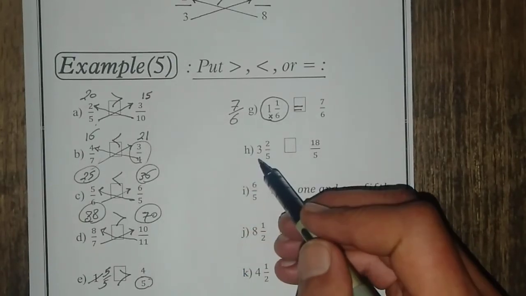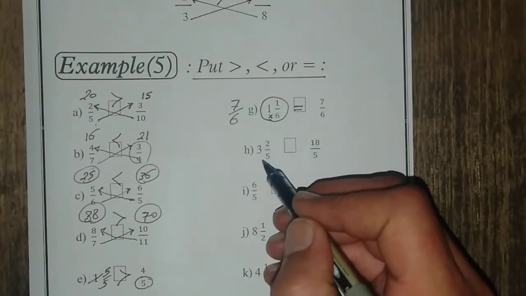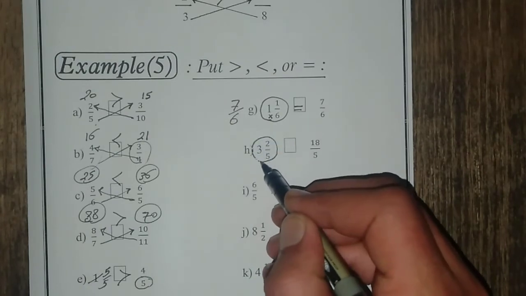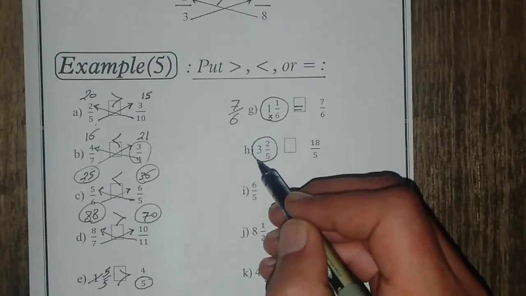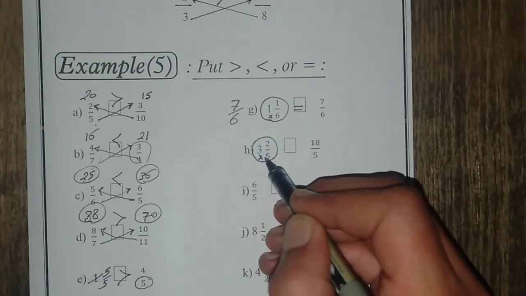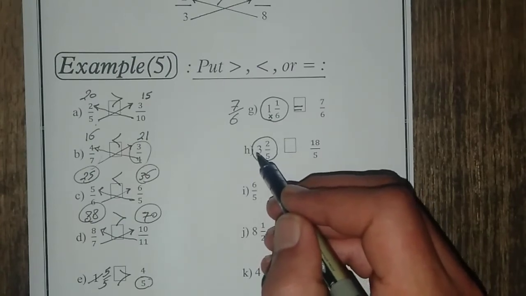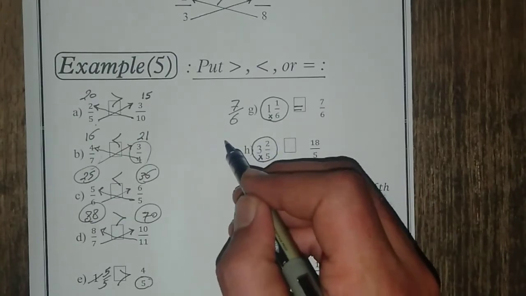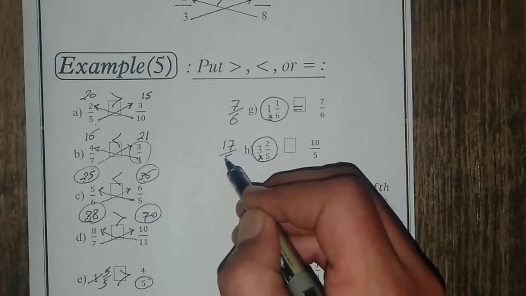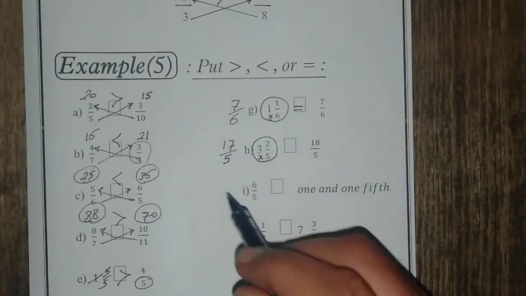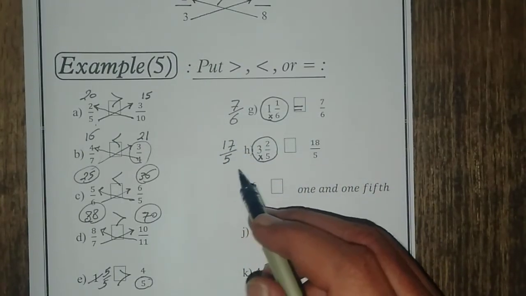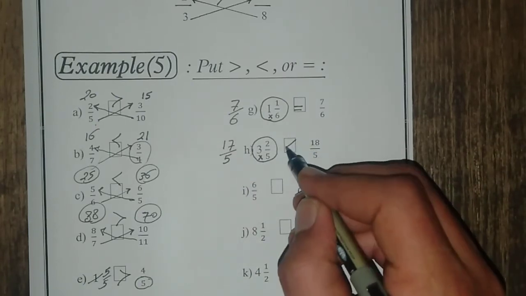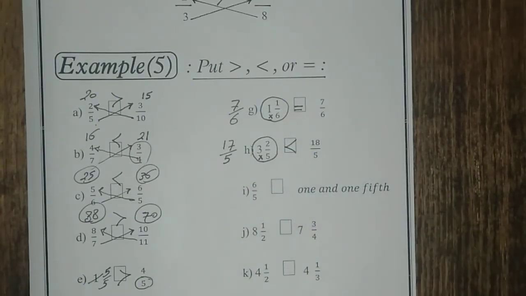Number H, 3 and 2 over 5. Change this mixed number into an improper fraction. Multiply 5 by 3 equals 15 plus 2 equals 17 over the same denominator. 17 over 5 or 18 over 5. 18 over 5 is greater.